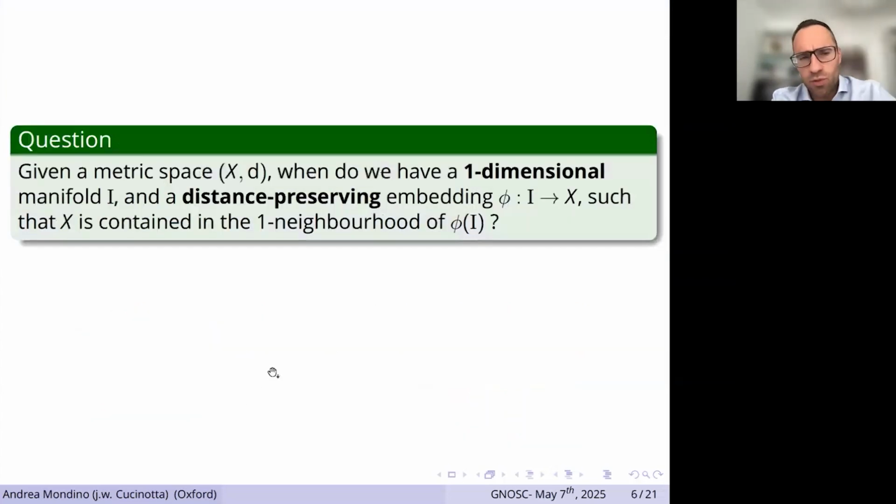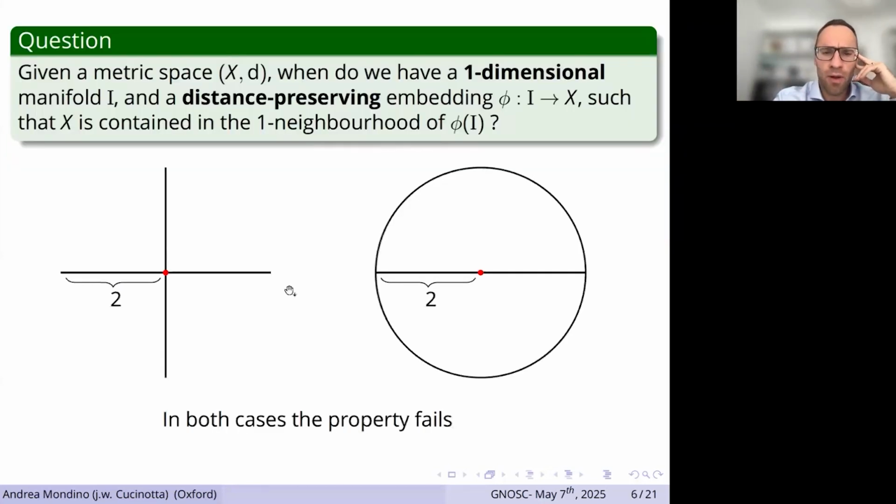So now let's try to understand the outcome of the statement. Now I would like to discuss what it means for a metric space to admit such an embedding. So when does a metric space (X, d) admit an isometric, distance-preserving embedding of a one-dimensional manifold I, such that the space is contained in the one-neighborhood of φ(I)? Let me just discuss a couple of examples first to get a grasp.